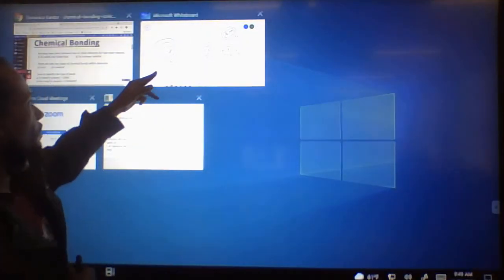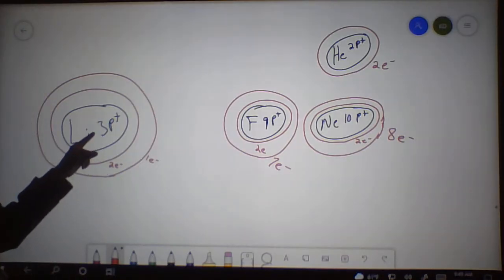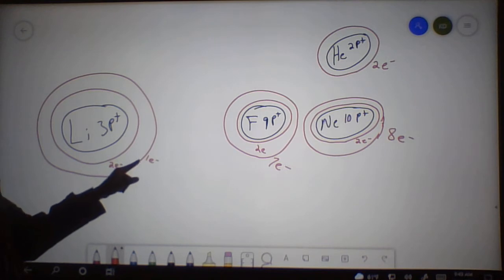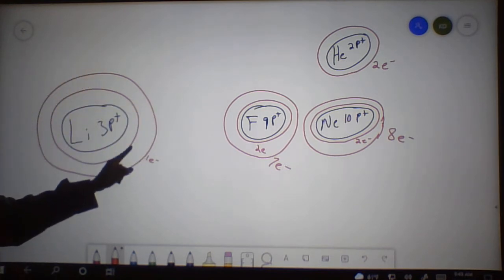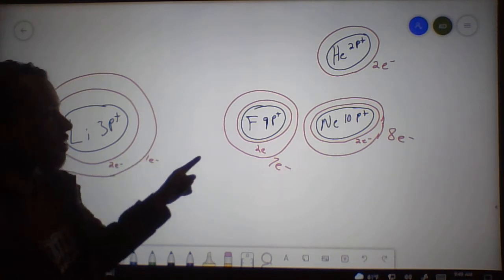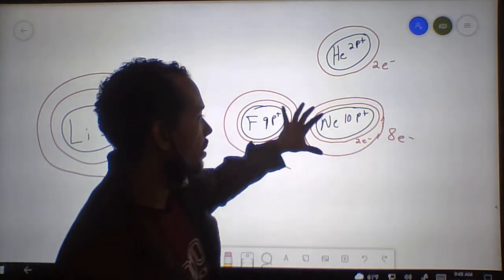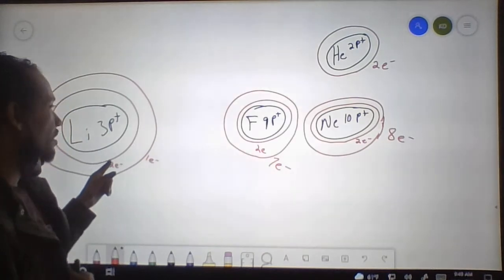So let's look at a couple elements. Here we have lithium. Lithium has 3 protons. He also has 3 electrons, 2 in this first shell. This second shell can hold 8, but it only has 1. So he would need 7 more electrons to fill it up and become like neon, the noble gas in the row. All of these are row 2 elements, or period 2, and so they all have 2 energy levels.